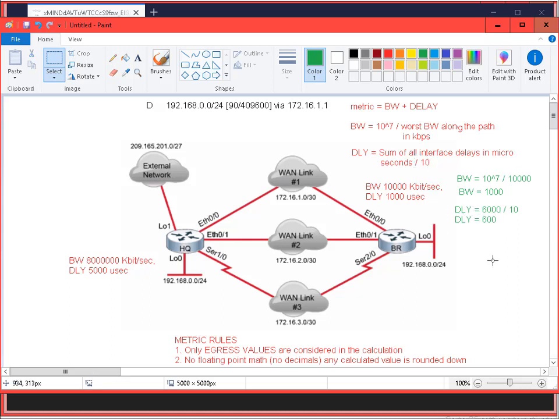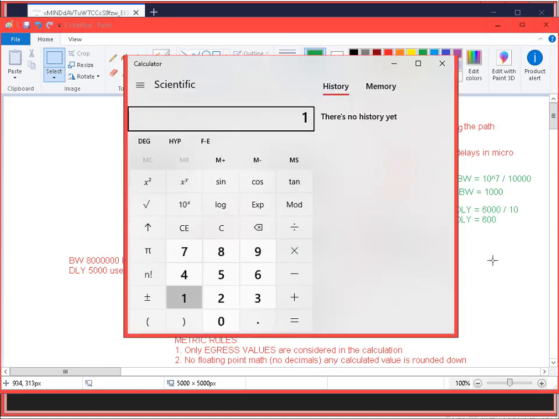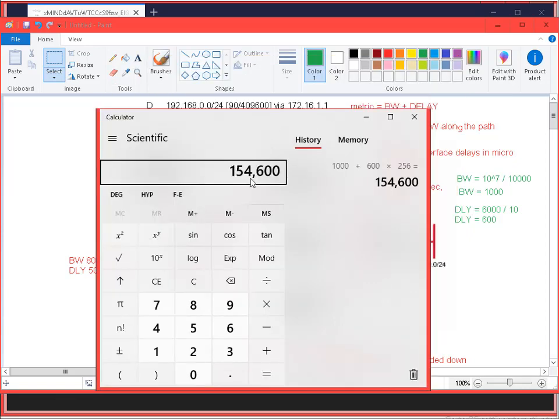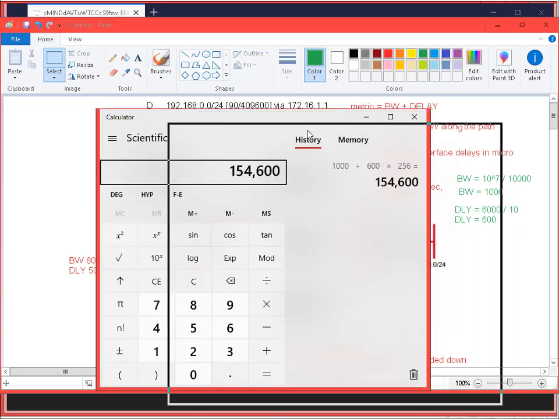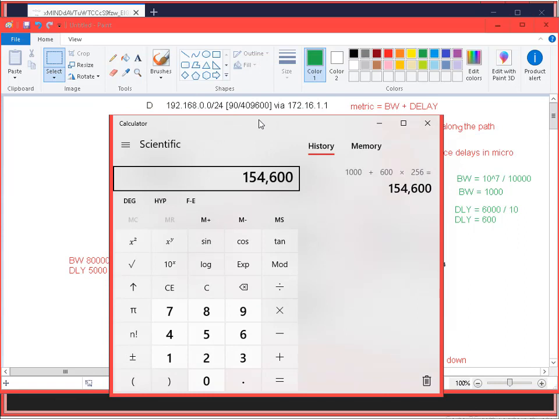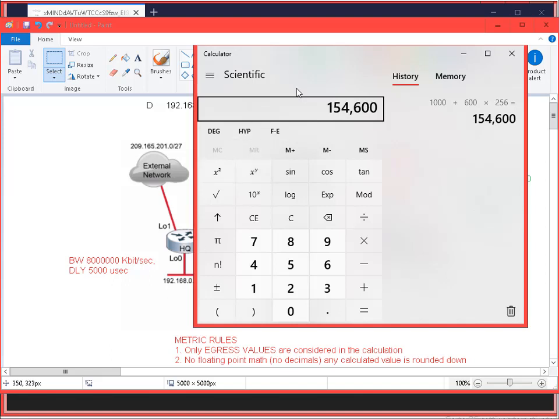So if I take my 1,000 plus my 600, and multiply that times 256, I get 154,600. Now, that's not what the metric shows here. I'm going to show you why that's not the metric we see here, but that would be the metric for that particular path for the 192.168.0.0 subnet.